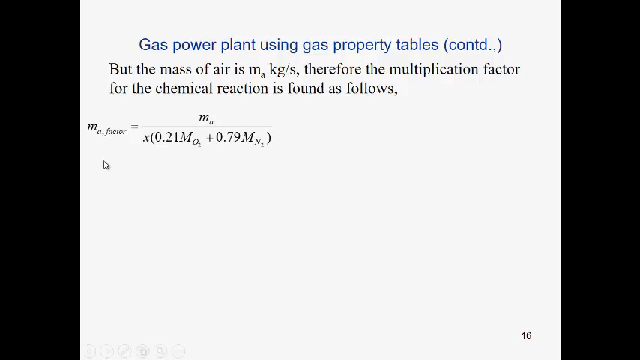So the mass factor on the left hand side as well as the right hand side, especially to convert the kg moles into kg, is equal for a given mass of air in a typical gas power plant, MA in kg per second. So the mass factor is equal to MA by X into 0.21 M of O2 plus 0.79 M of N2. This is the molecular weight of oxygen 32, and this is the molecular weight of nitrogen 28. So this M factor is multiplied on the left hand side as well as the right hand side, that's LHS and RHS.